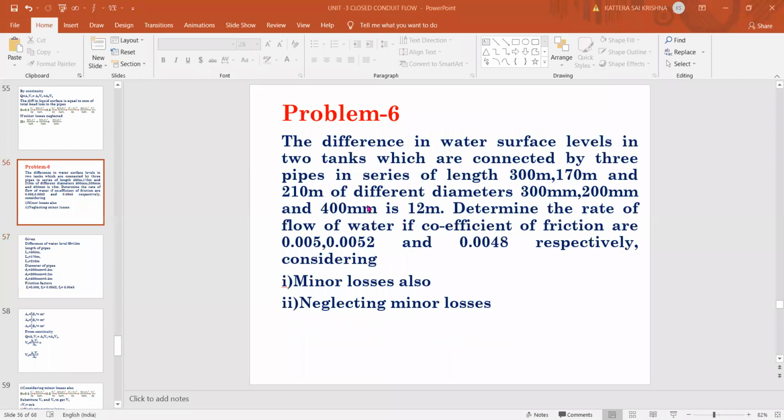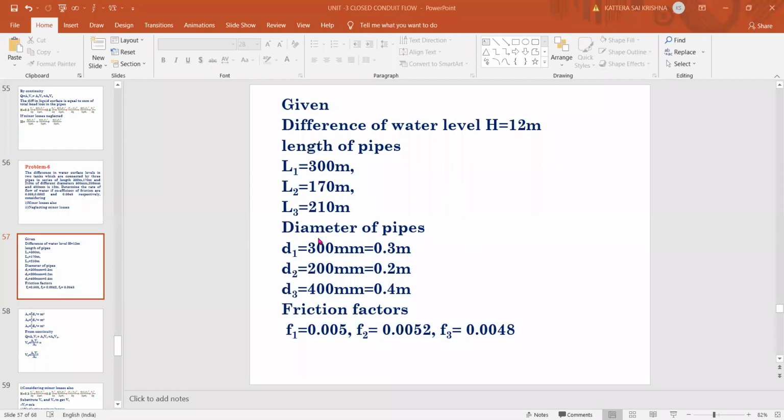300, 170, and 210 meter. Right. So next he has given the diameter of the three sections of pipes. So D1 is 300 mm, that is 0.3 meter. D2 is 200 mm, which is 0.2 meter. D3 is 400 mm, which is 0.4 meter.